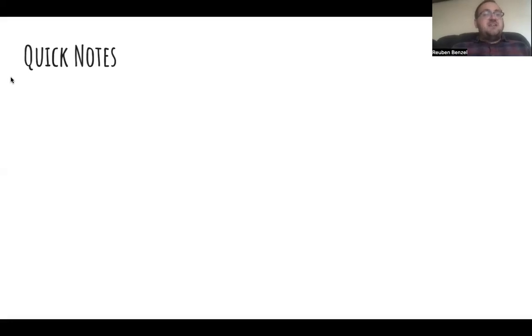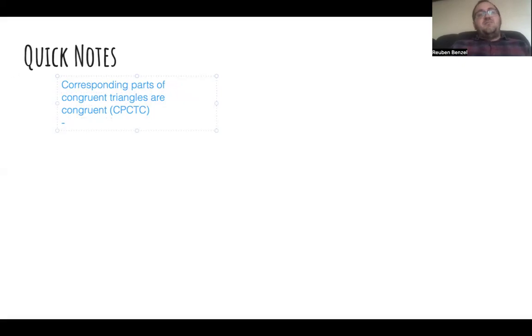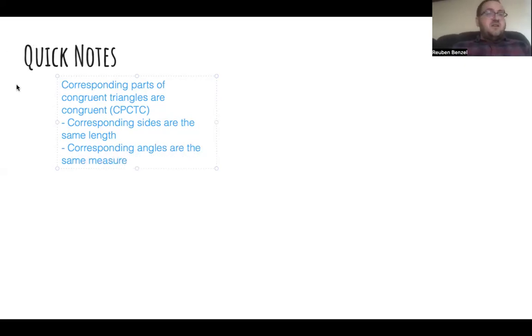So the main idea with proofs is that corresponding parts of congruent triangles are congruent. And we have an acronym, CPCTC, that we'll use. So this means that corresponding sides are the same length and corresponding angles are the same measure. So this is your first main idea.